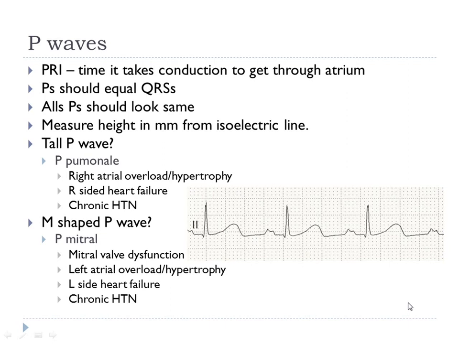An M-shaped P wave is what you see right here. See how that looks like an M? It looks like 2 P waves. That's P mitral. And you can remember P mitral is that it can tell you that you might have mitral valve dysfunction. Also, you may have left atrial enlargement, right? Left-sided heart failure or chronic hypertension. In chronic hypertension, the atrium are often very stretched out, and as they stretch out, the P wave begins to change.